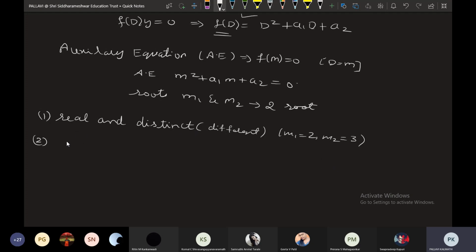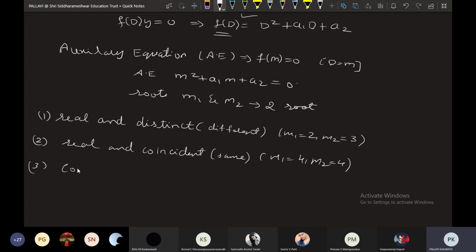And the second type of root, we say, is real and coincident. Coincident, can you guess? Coincident means what? It is same. Suppose m1 is equal to 4, and m2 is also 4. Both are the same, so these are real numbers, and they are the same. So these types of roots where they are real and same are known as real and coincident.